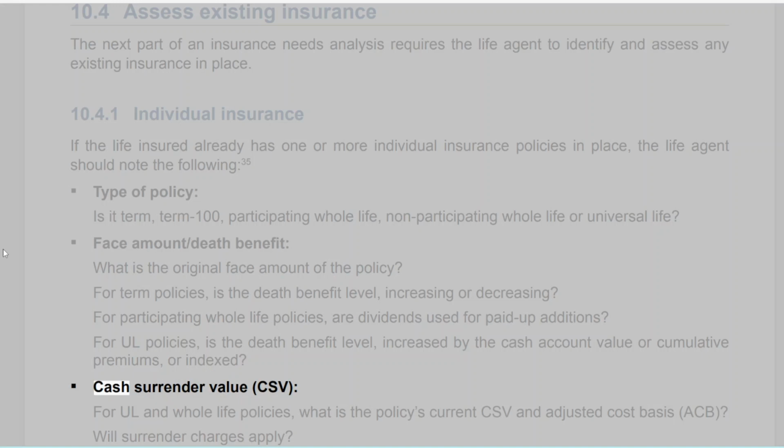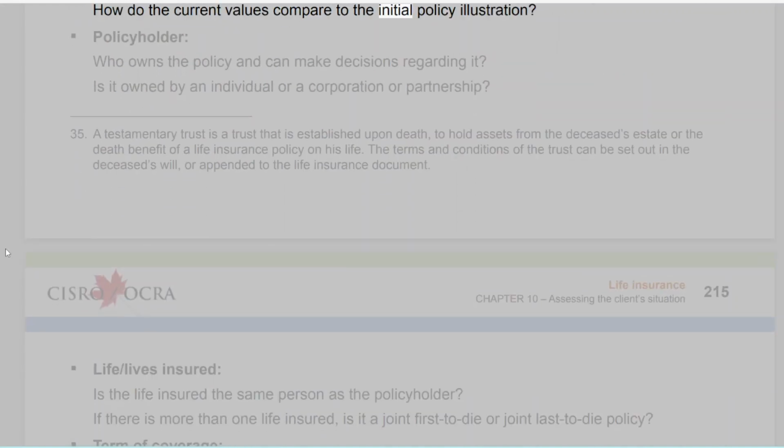Cash surrender value, CSV, for UL and whole life policies. What is the policy's current CSV and adjusted cost basis, ACB? Will surrender charges apply? How do the current values compare to the initial policy illustration? Policyholder. Who owns the policy and can make decisions regarding it? Is it owned by an individual or a corporation or partnership?